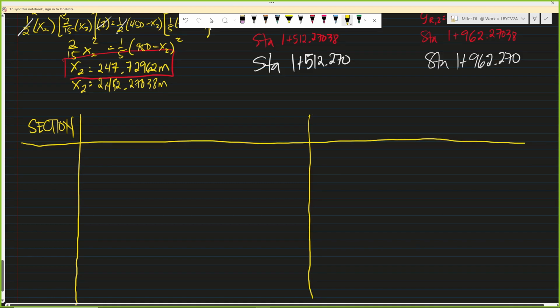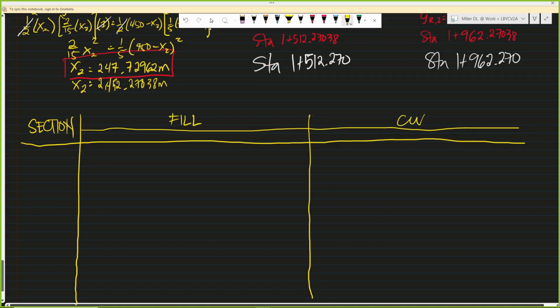Okay, so this would be for the fill, and this would be for the cut. Then, hatiin natin to. This is for the volume. This is for the centroid. Volume. Centroid.